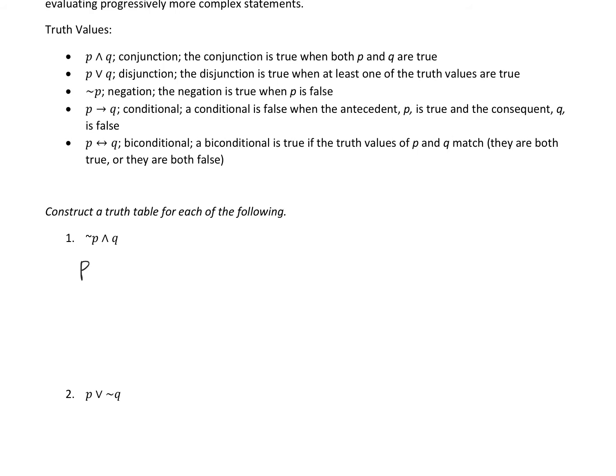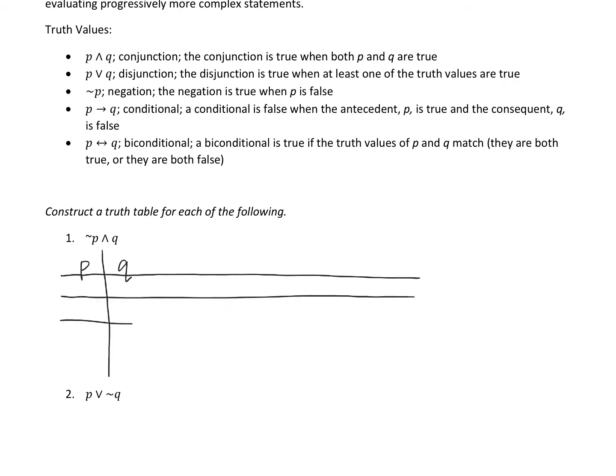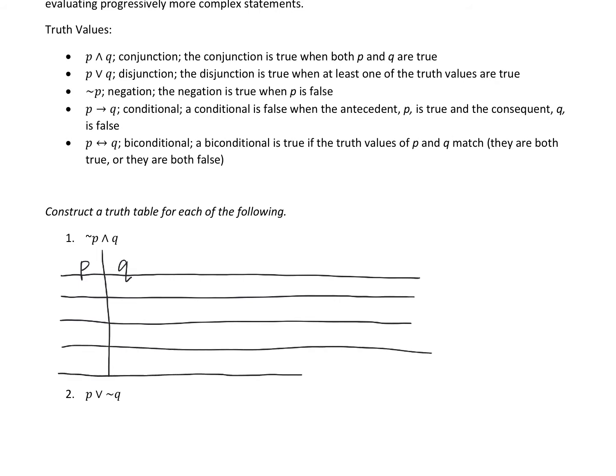What you want to do is think about every possibility that you could have. Let me make my truth table here. A statement is something that is either true or false. That means that each statement has a truth value. So the statement P is either true or it's false. Same with Q. Statement Q is either true or it's false.